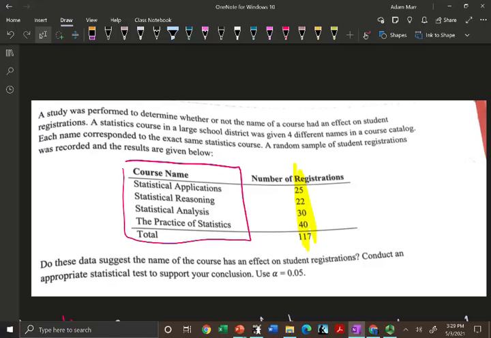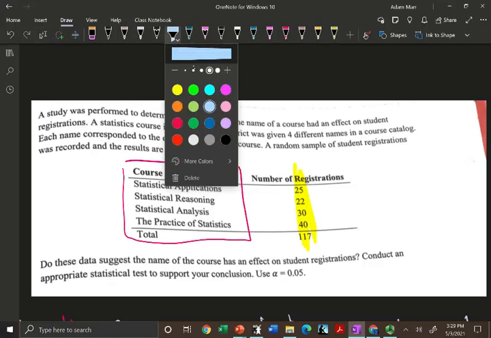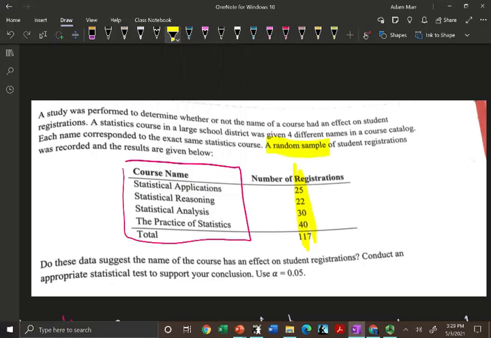A random sample, one single random sample, of student registrations was recorded, and the results are given below. There they are. This data suggests the name of the course has an effect on student registrations. Conduct an appropriate statistical test to support your conclusion. Use alpha equals 0.05.